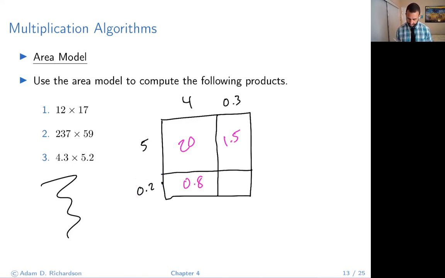0.8. Boom. Got it right there. Now let's do the interesting one. What about 0.2 times 0.3?